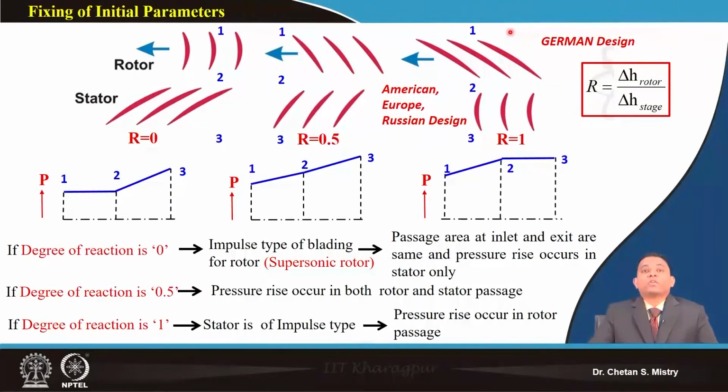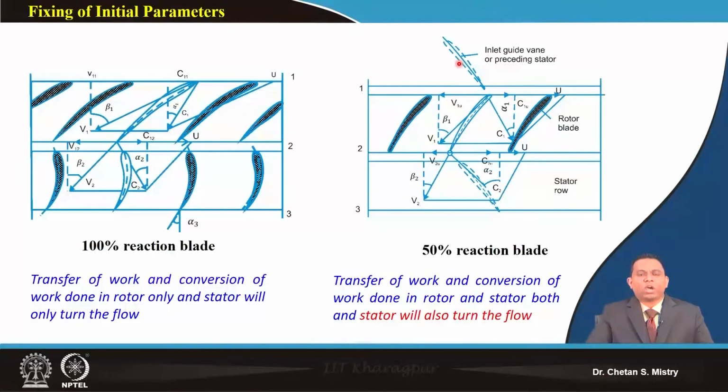When we talk about 100% reaction, we have realized that the whole lot of diffusion happens only in the rotor, and the stators are just guiding the flow. So we should not forget all the fundamentals we have learned up till now. In order to have this degree of reaction, we have two kinds of configurations. This is a 100% reaction configuration, and this represents a 50% reaction configuration. As we have discussed, the whole work is done in my rotor when we talk about the 100% reaction configuration.